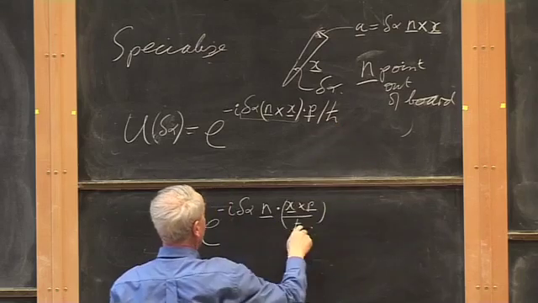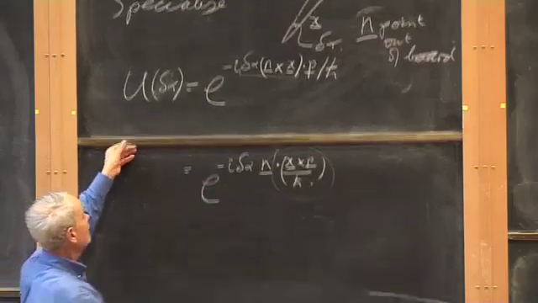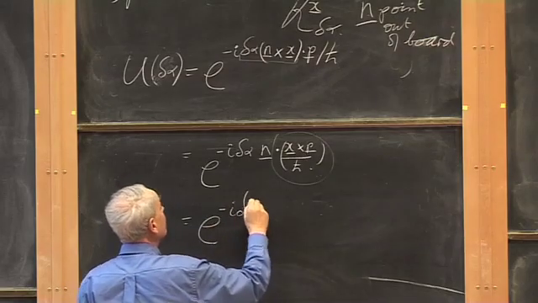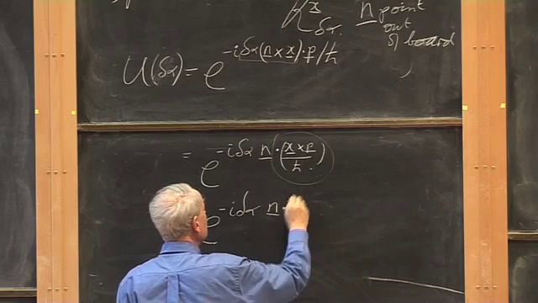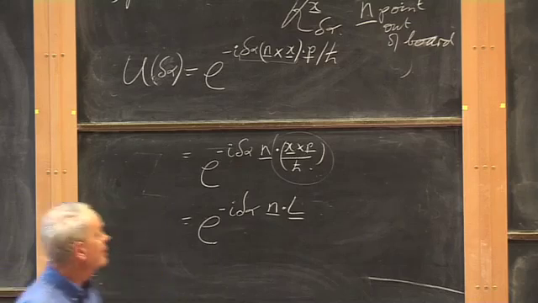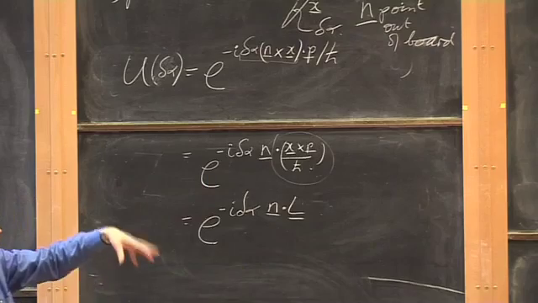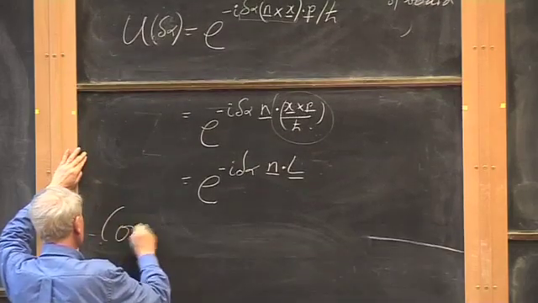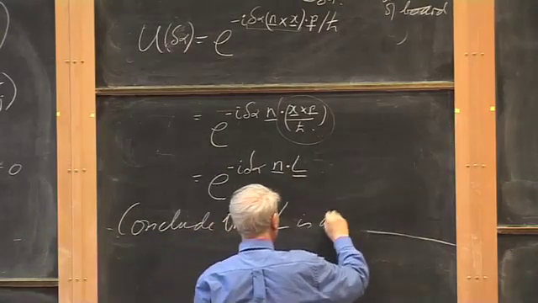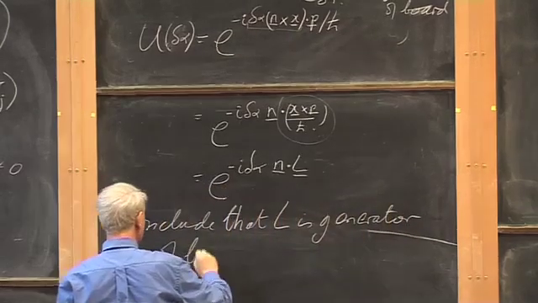And there's the h bar that's here. But this is what we define to be L. So this is equal to e to the minus i delta alpha n dot L. So that's what we've now discovered, essentially what L does. L is the generator of rotations, of movements around circles. So we conclude that L is the generator of translations around circles.